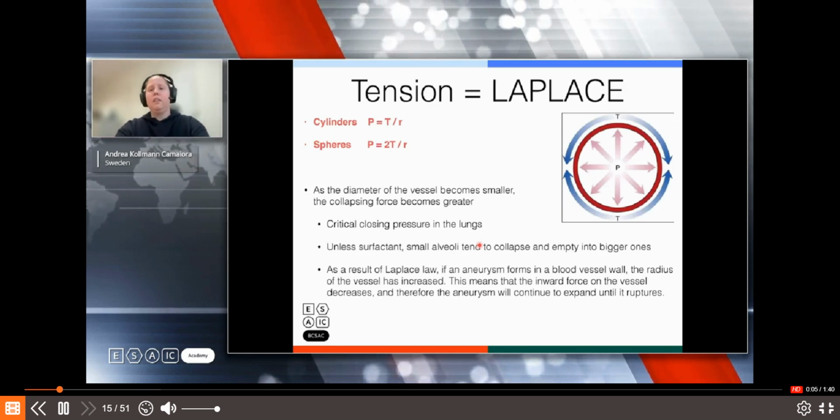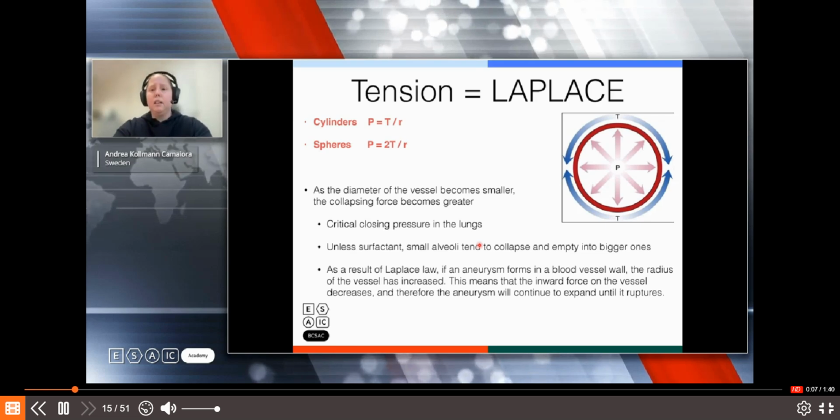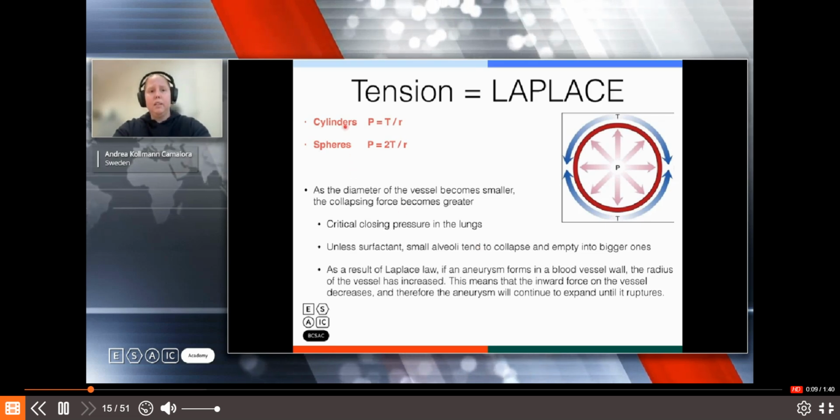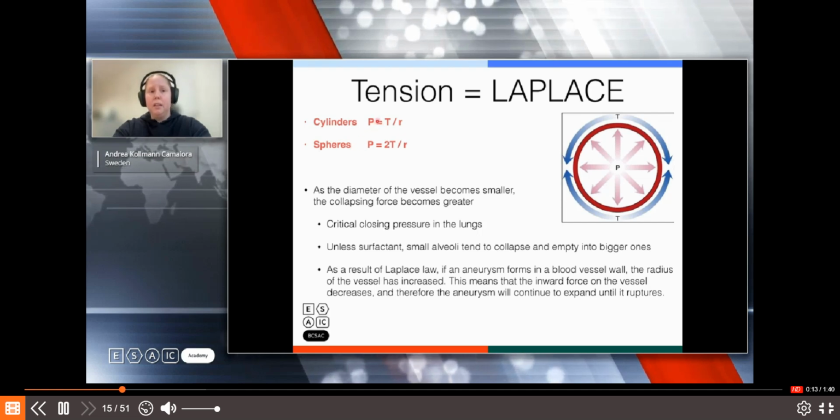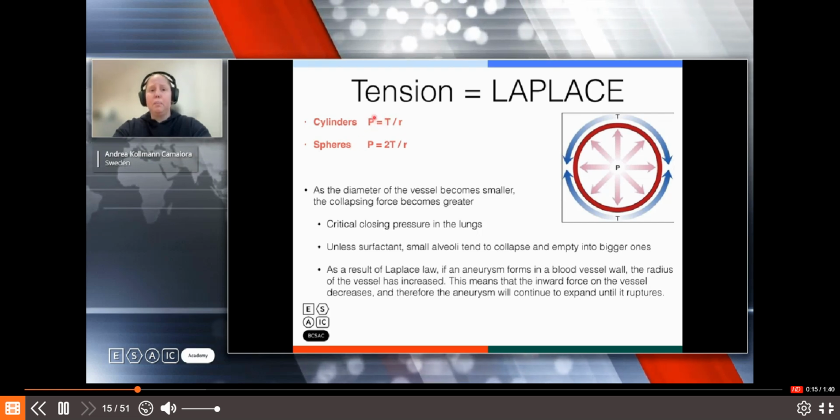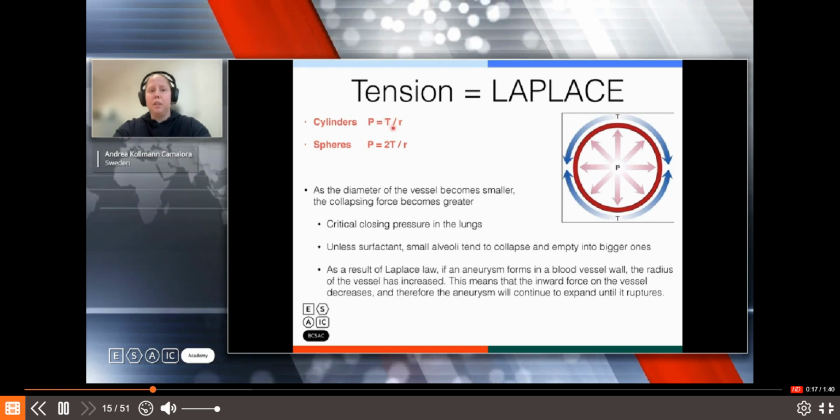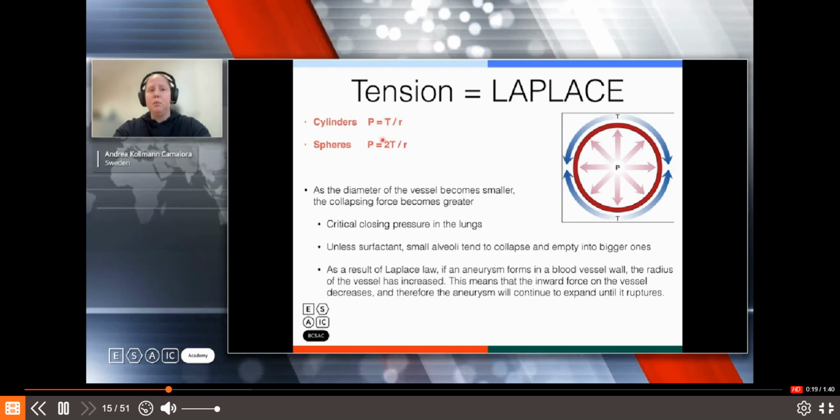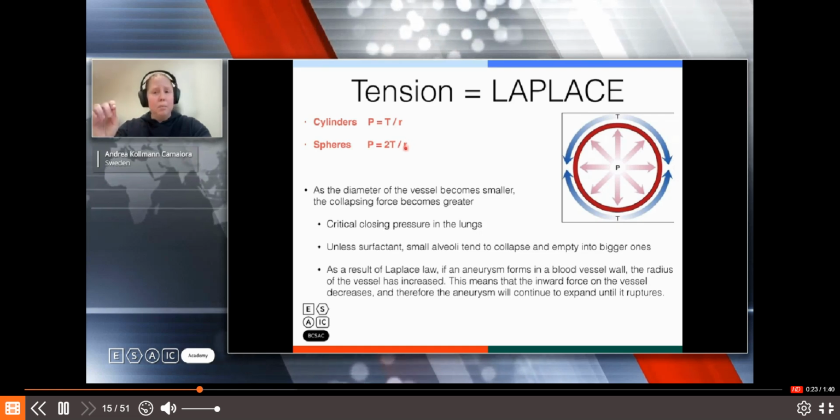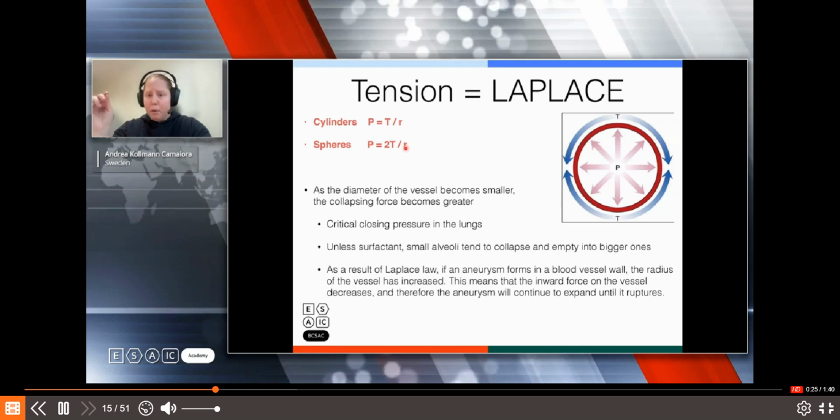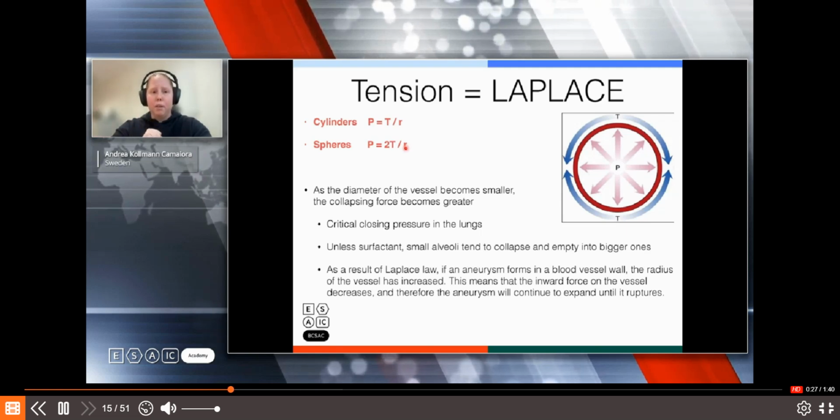Okay, we're going to move into tension and Laplace. The Laplace law is the one that rules the tension. There is an equation for cylinders and an equation for spheres. For cylinders, the pressure is tension divided by the radius, and for spheres it is 2 times the tension divided by the radius. And is this important? Yes. Has it come in the exam? Yes. Both cylinder and sphere equations have come.